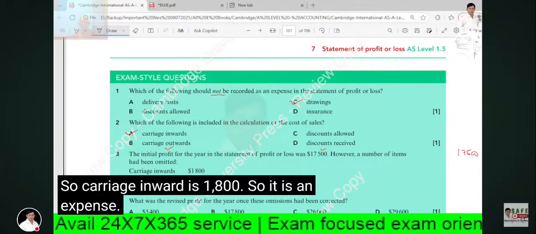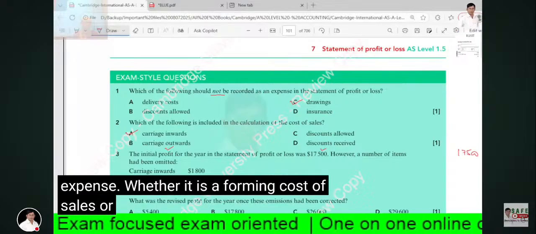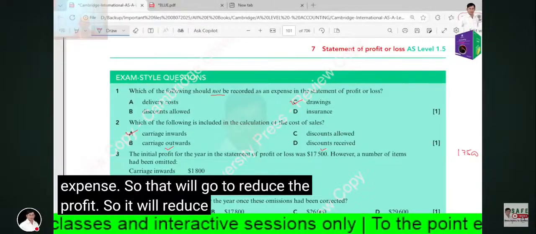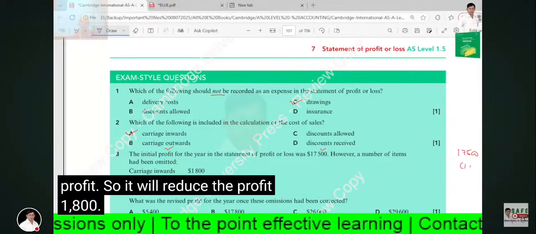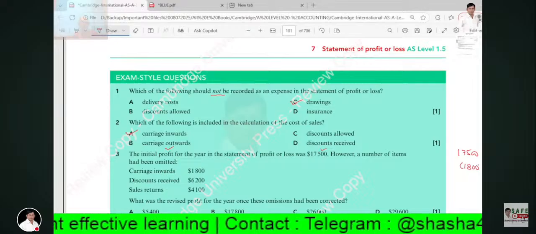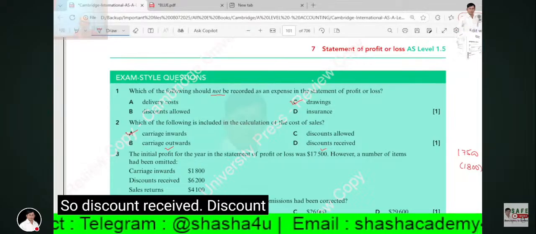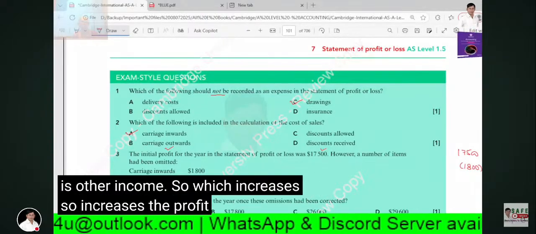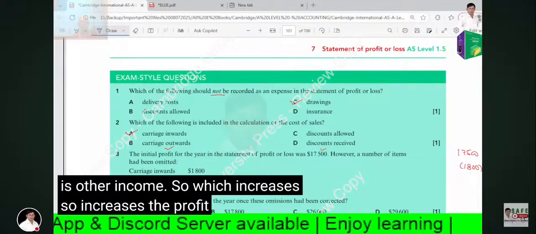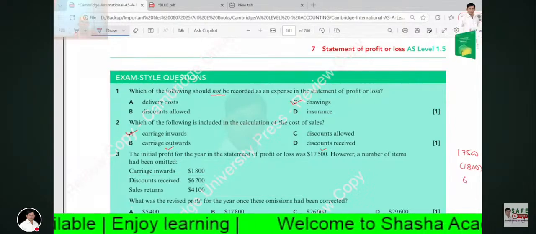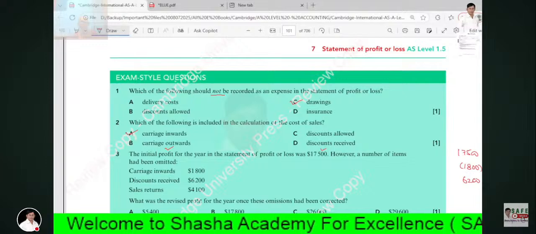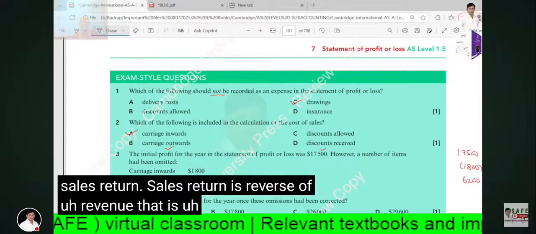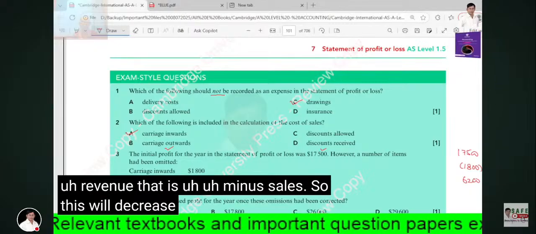It is an expense. Whether it forms cost of sales or expenses, it is always an expense, so that will reduce the profit by 1800. Discount received is other income, which increases the profit. Sales return is the reverse of revenue, that is minus sales, so this will decrease the profit.